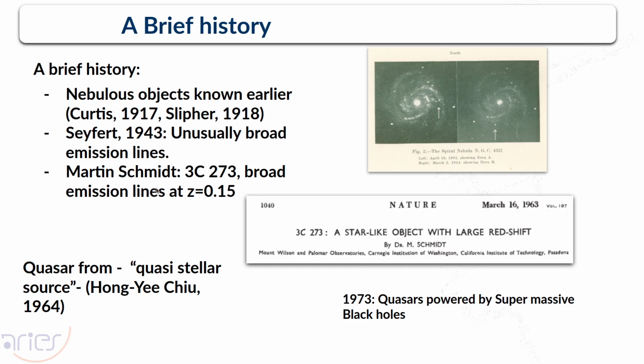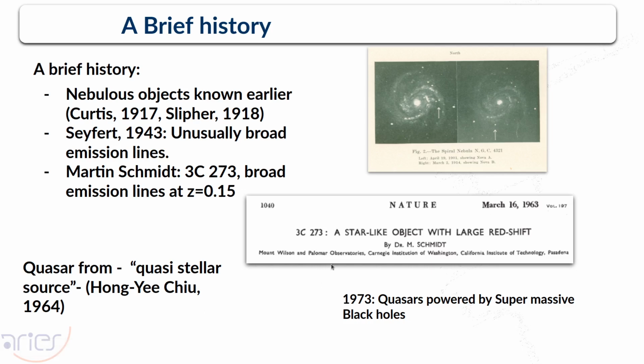1963. The image that I showed you in the last slide, Martin Schmidt interpreted that this object could be located at redshift 0.15, and he said that this can be a star-like object with a large redshift. But in 1964, people said that it is a quasi-stellar source. Why quasi? Because they were observed in radio and different other wavelengths also, which is very uncommon for stars. Hence, they said these are quasi-stellar objects.